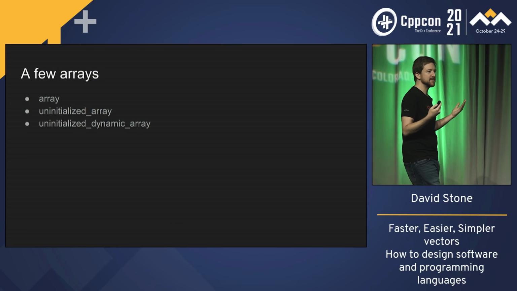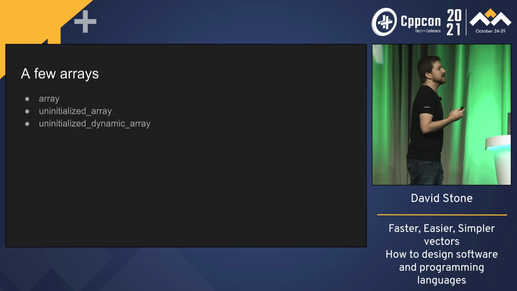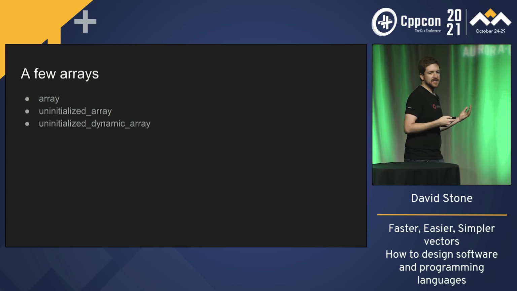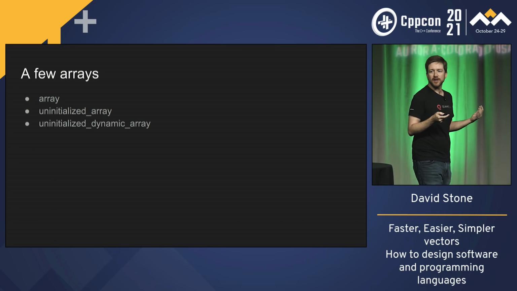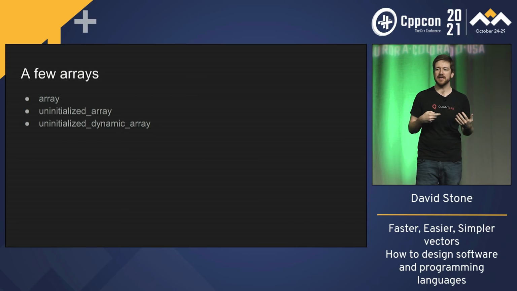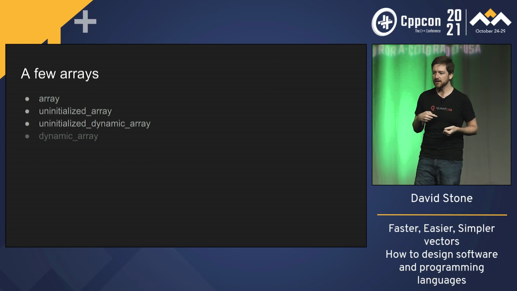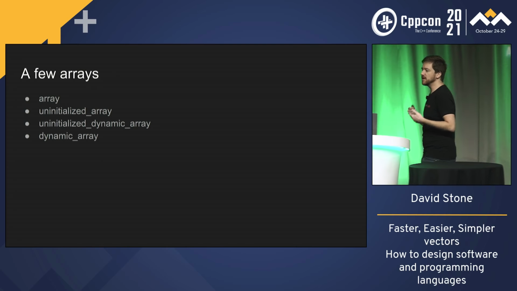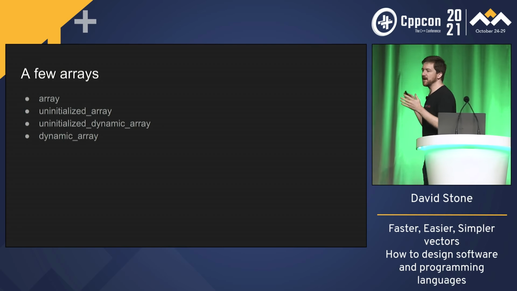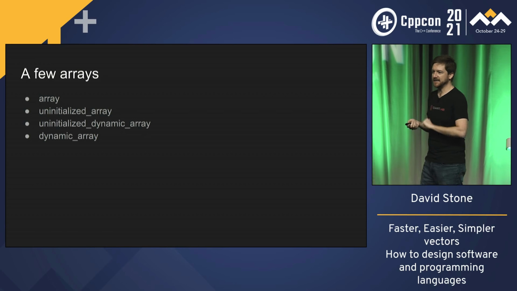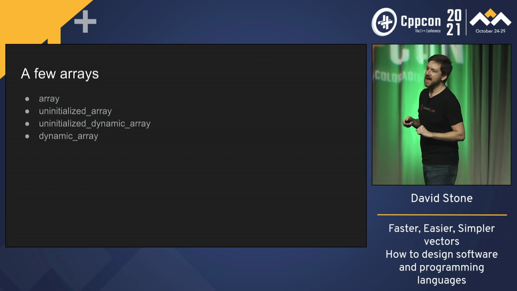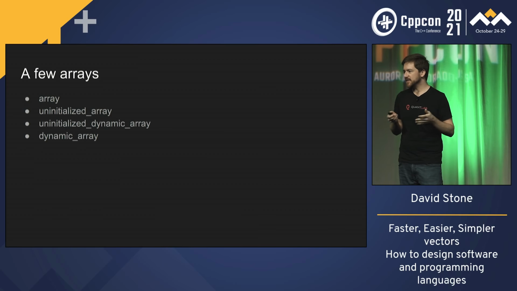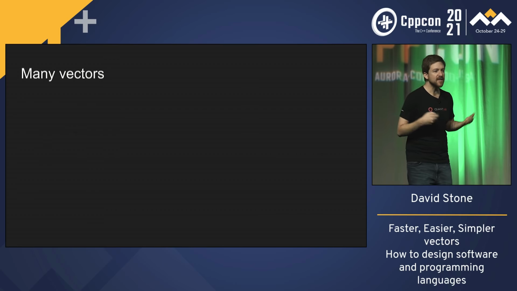Uninitialized dynamic array, the same sort of idea, but now instead of the size being known at compile time, it is a runtime size. This is important because it makes implementing other containers much easier. And then dynamic array is similar to vector, but rather than having a capacity and a size, it has just a size. That allows you to not have to store that capacity, so your stack space is a little smaller. And then there's many vectors.